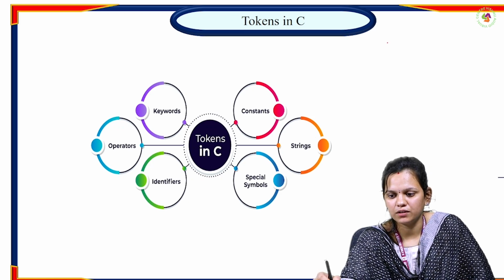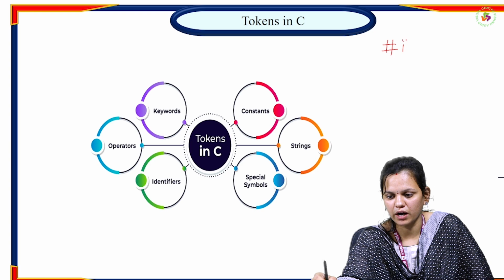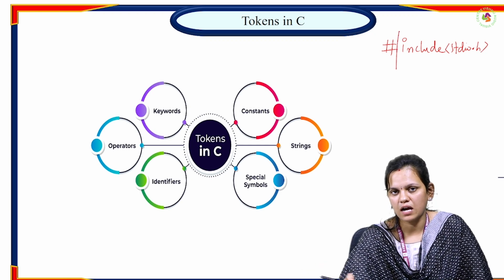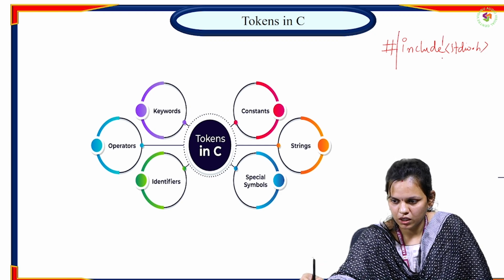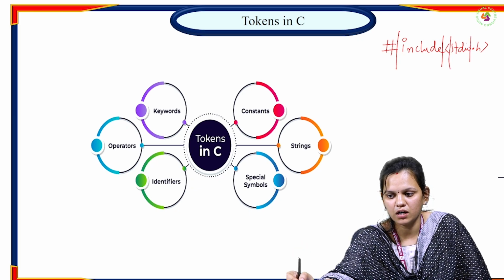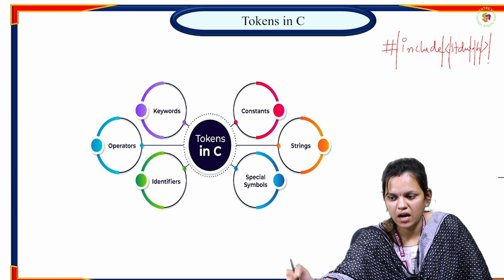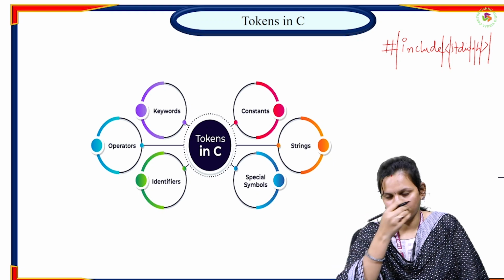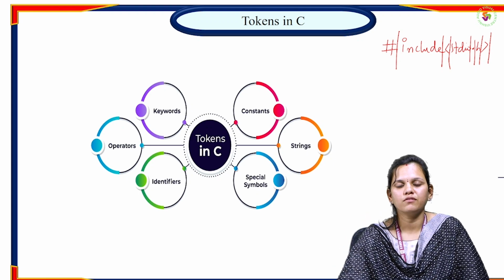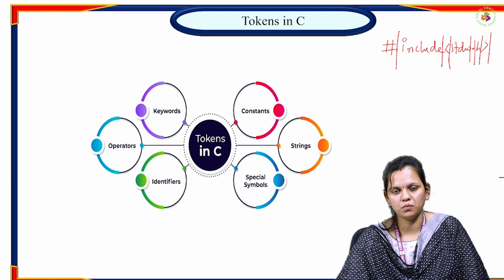Suppose if I write this program, this hash becomes a token, include becomes a token, angular brace becomes a token, stdio.h angular brace. All these are different tokens in a C program. Okay, so we have 6 tokens in our C program.